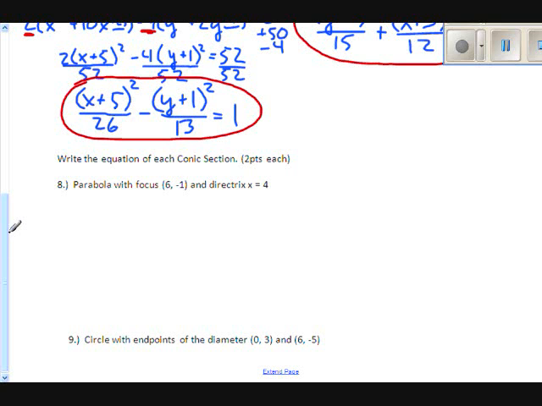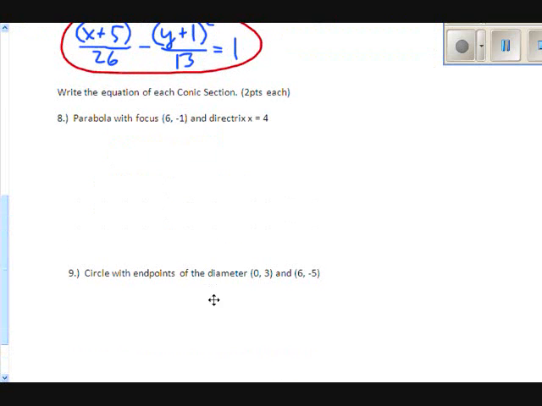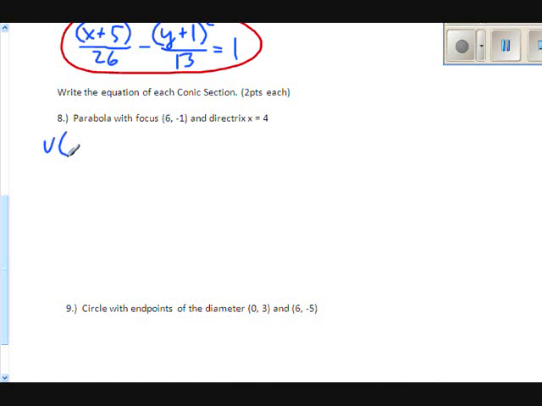So let's write the equation of each conic section. The first one is a parabola. And since it's a parabola, we need the vertex and we need the a value. Since this parabola has a directrix that's x equals 4, it means it's a horizontal parabola. And since I know it's horizontal, the -1 is going to remain the same for my focus and my vertex. So I know the -1.